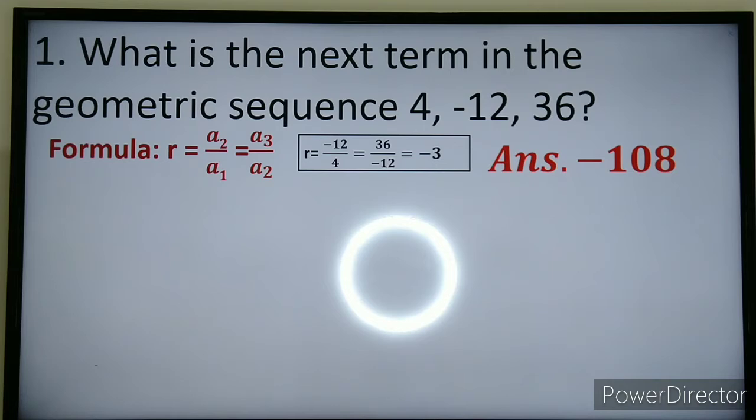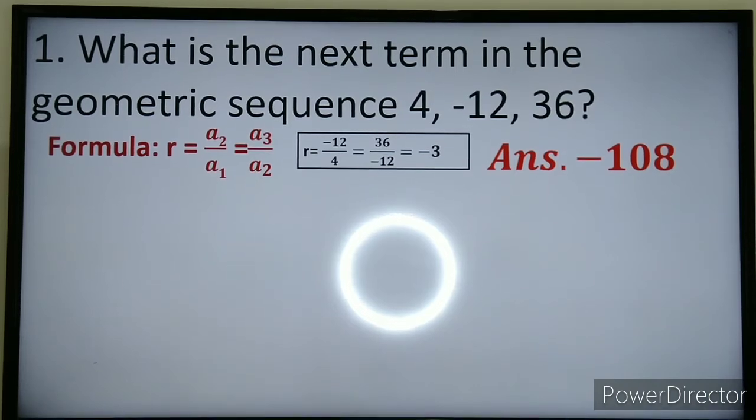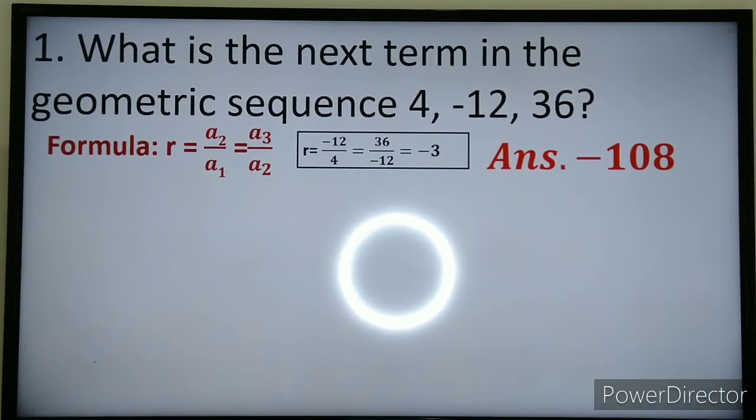So the answer here is negative 108. How did we get negative 108, by the way? So if you have the common ratio, negative 3, the last term is 36, multiply 36 times negative 3, so the answer is negative 108.